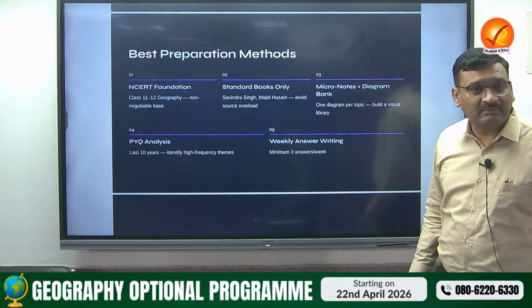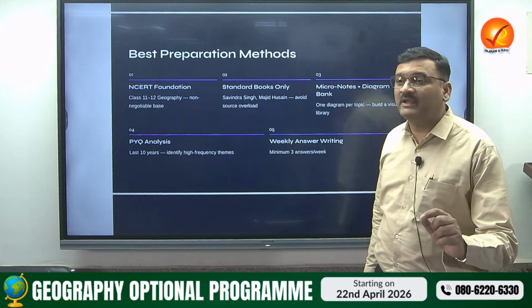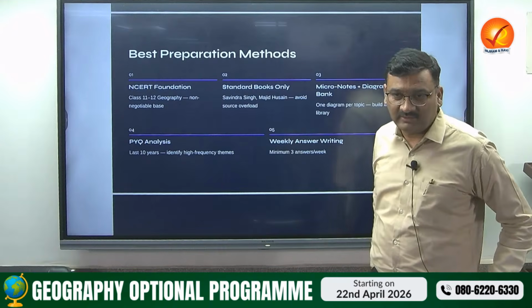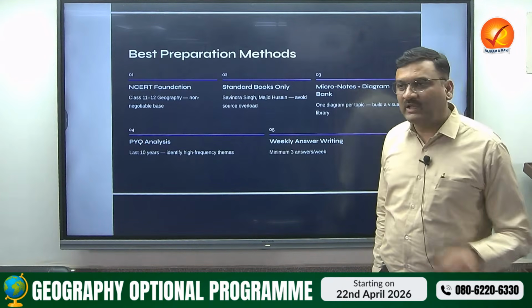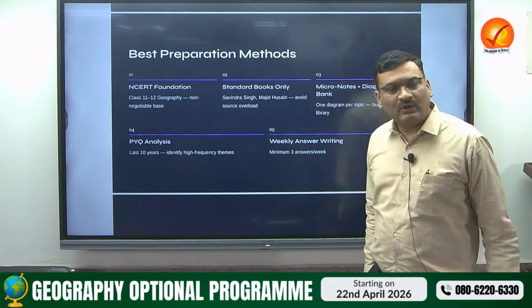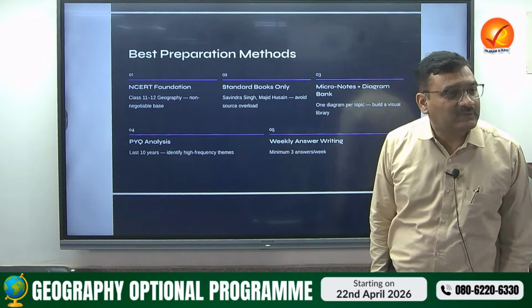What is a diagram bank? मतलब synoptic notes आप बनाते हो, उसी तरह you have to make notes for what diagram I can use in which topic, right? जैसे you are reading geomorphology, you should have a small booklet of all the diagrams that I will be using in this particular chapter, right?